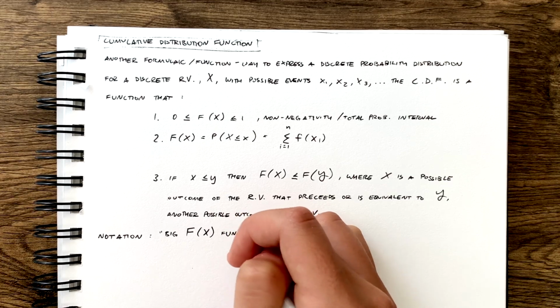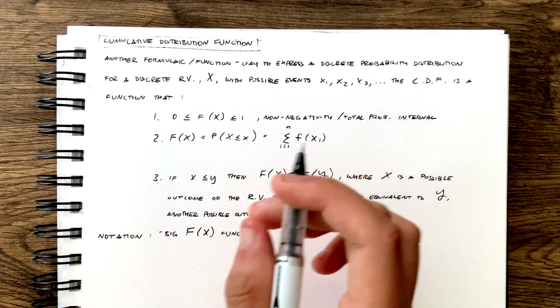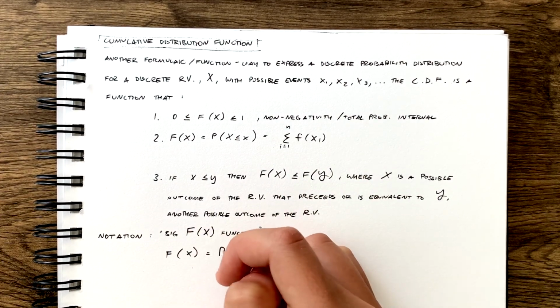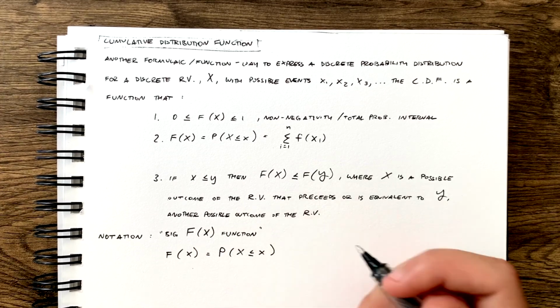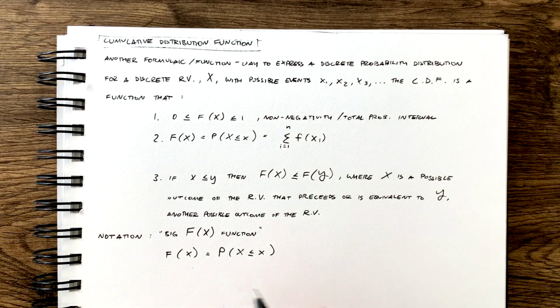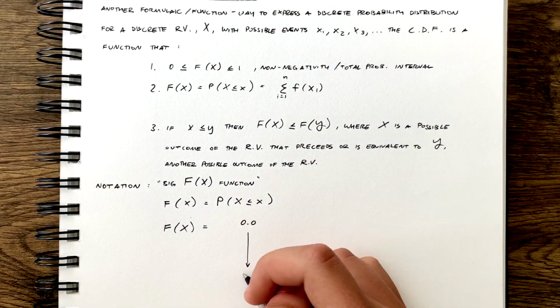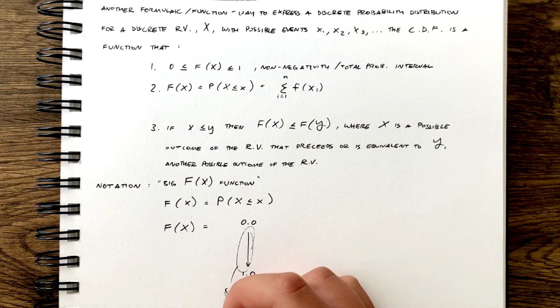And let's talk about how we can notate a CDF. So we can call this a big F of x function, where our F is a capitalized letter F. We can say that this function is equal to the probability of our random variable x being less than or equal to some instance of our random variable x, some possible outcome, x sub 1, x sub 2, x sub 3, and so on.